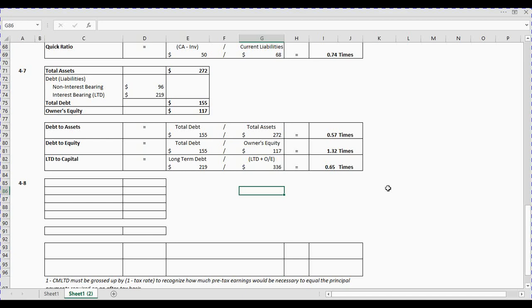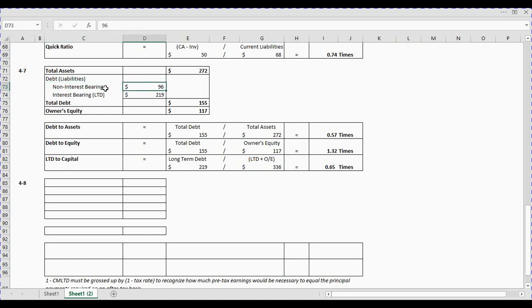In fact, I'm a little bit surprised that we don't have a total equity to assets ratio, which is really just the reciprocal of this number. So if debt to assets is 0.57, then equity to assets therefore must be 0.43, because assets equals debt plus equity, right? Liabilities plus owner's equity.